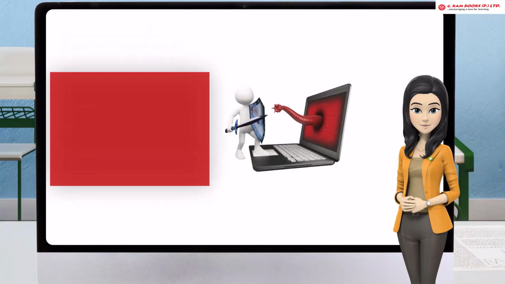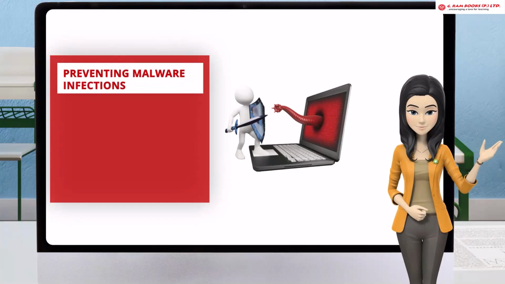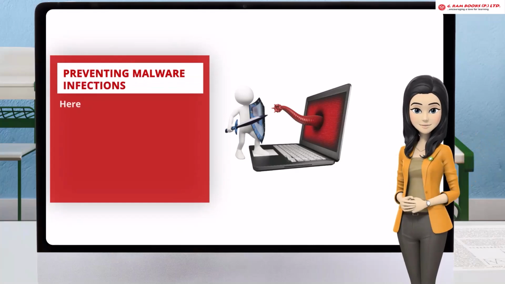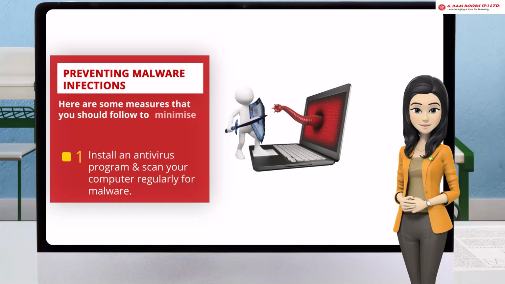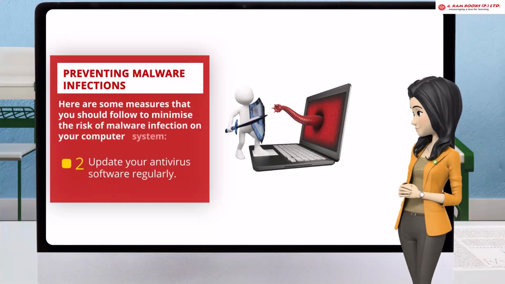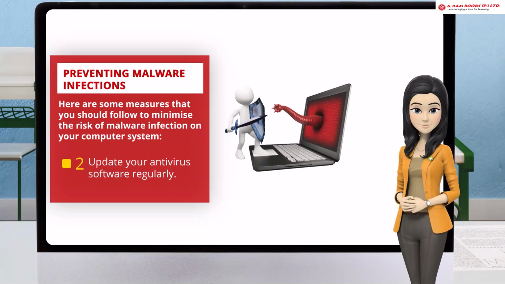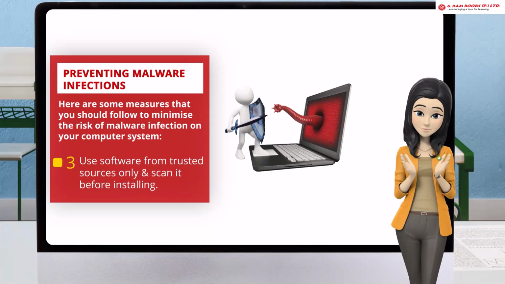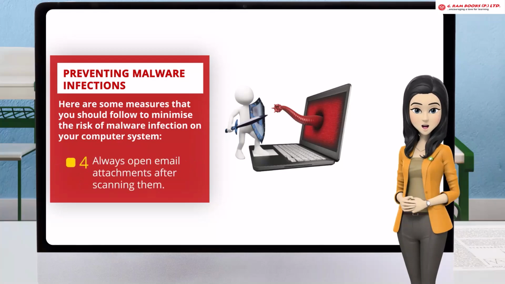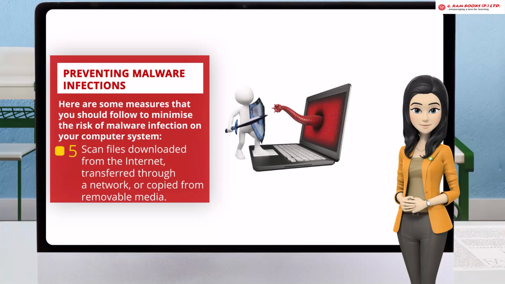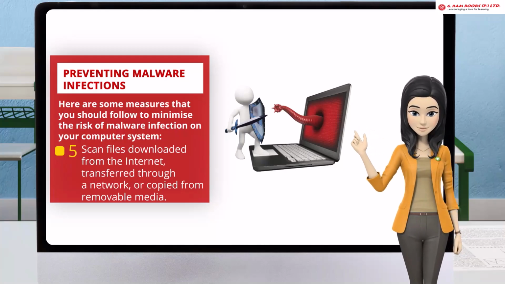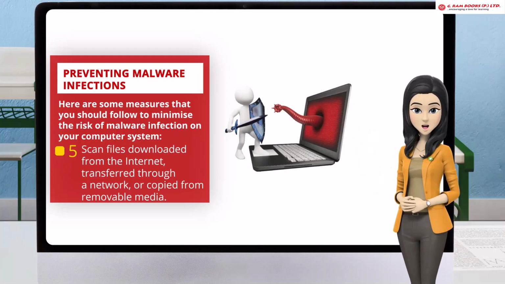Preventing malware infections. Here are some measures that you should follow to minimize the risk of malware infection on your computer system. Install an antivirus program and scan your computer regularly for malware. Update your antivirus software regularly. Use software from trusted sources only and scan it before installing. Always open email attachments after scanning them. Scan files downloaded from the internet, transferred through a network, or copied from removable media.